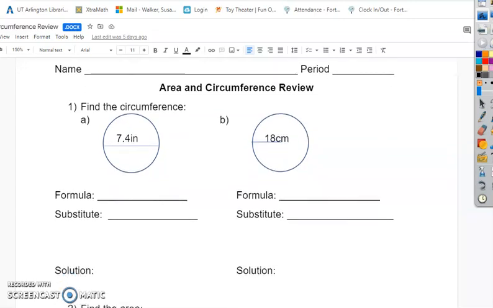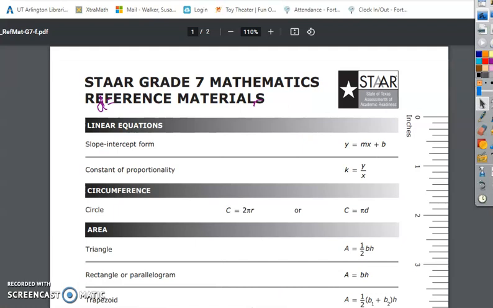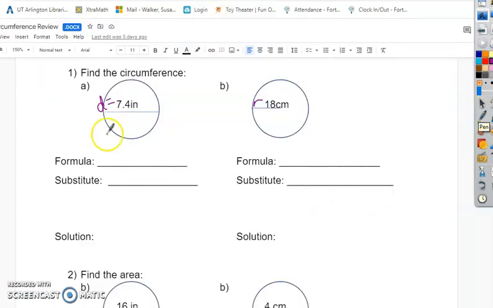Main thing, guys, when working with circles, make sure every time you label it: this is diameter, this is radius, just make sure so you know what you have, okay? With circumference, it doesn't matter, there's a formula for both. So for circumference, C equals 2 pi r or C equals pi d. With this one, I would say C equals pi d. For this one, I would say C equals 2 pi r. Then, guys, all I have to do is plug it in.